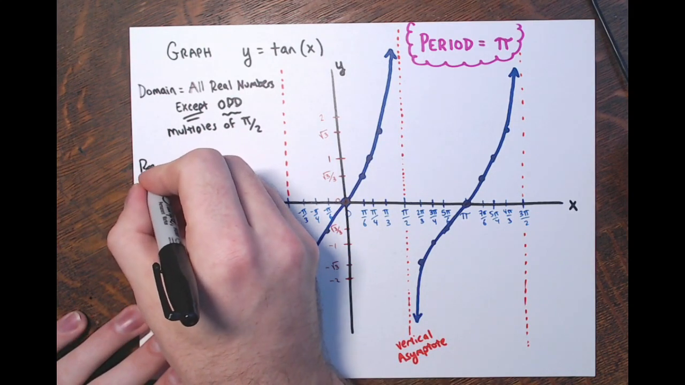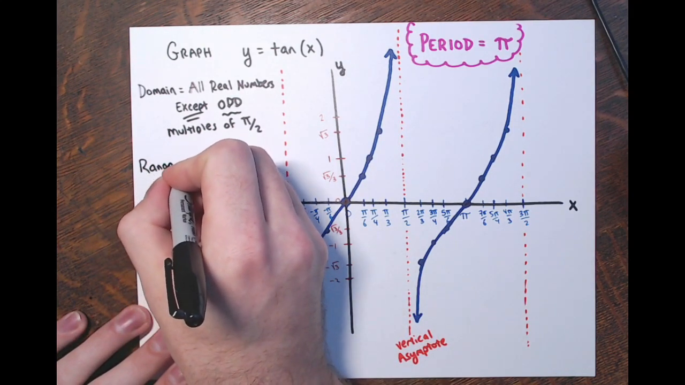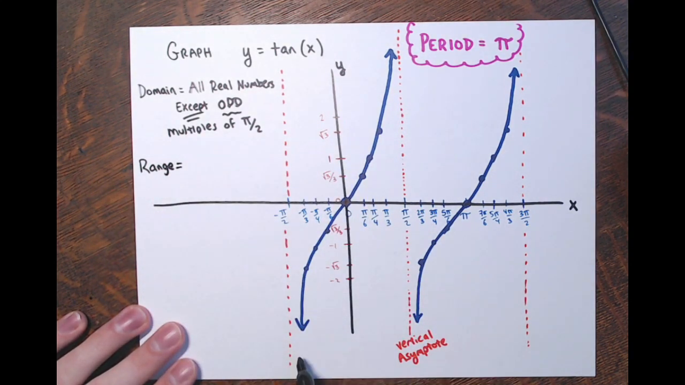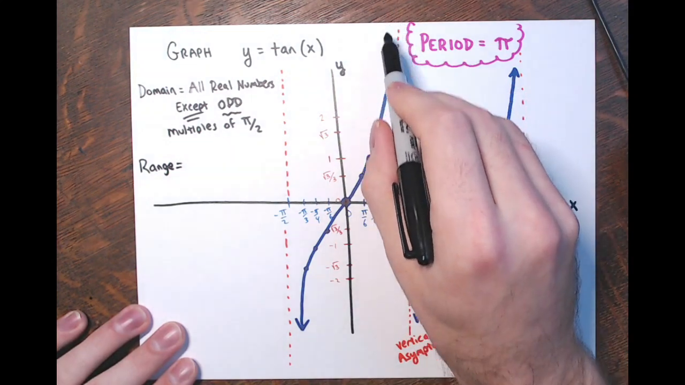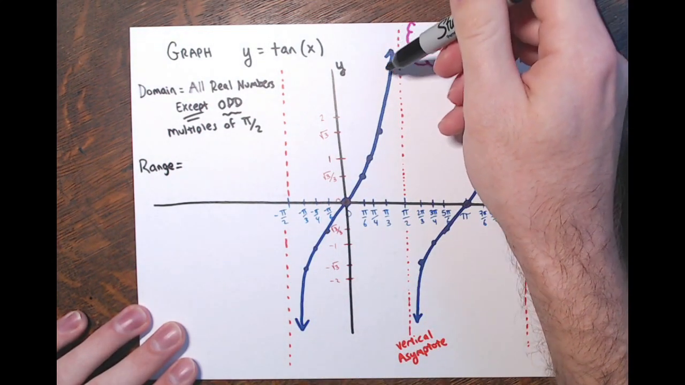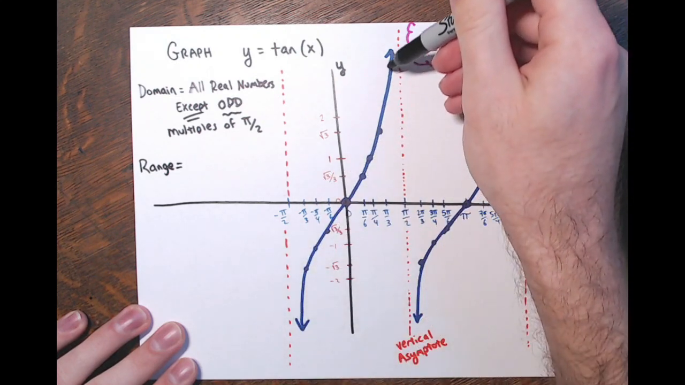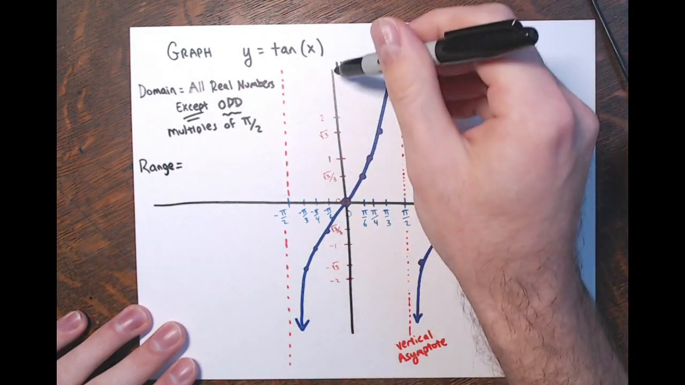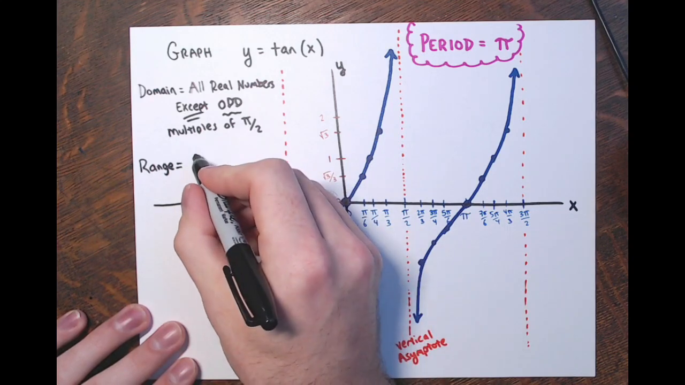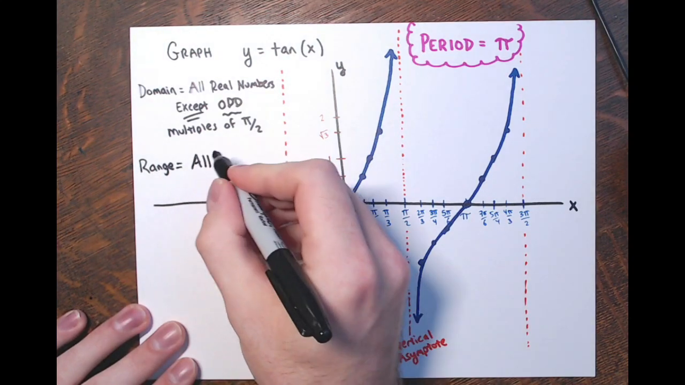The range. What about the range? Well, look, the graph goes down forever, up forever, and there are no gaps, right? There are no spaces in here, so every single y value is used. Every value on the y-axis is a y-coordinate of some point. So the range is all real numbers.